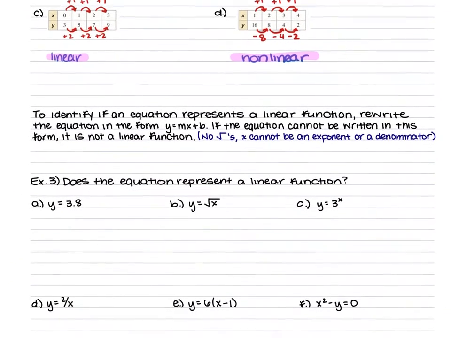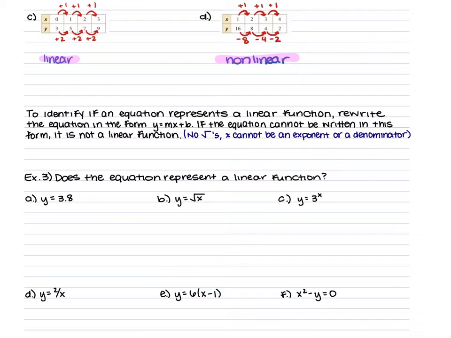If we look at our next part, we're identifying whether the equation represents a linear function. Now, to do this, you can write or rewrite the equation in the form of y is equal to, and with that, you cannot have any variables as an exponent. You cannot have x squared, y squared, the square root of x, or x in the denominator of a fraction.